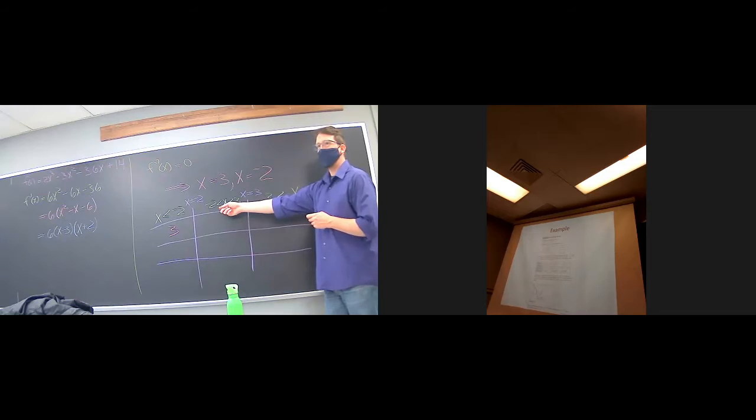Now, we're going to try to find a test point in each of these intervals. Since we've got x is less than negative 2, let's choose negative 3. Since we've got 0 in this interval, let's go ahead and choose that. And since 4 is in this interval, let's go ahead and choose that.